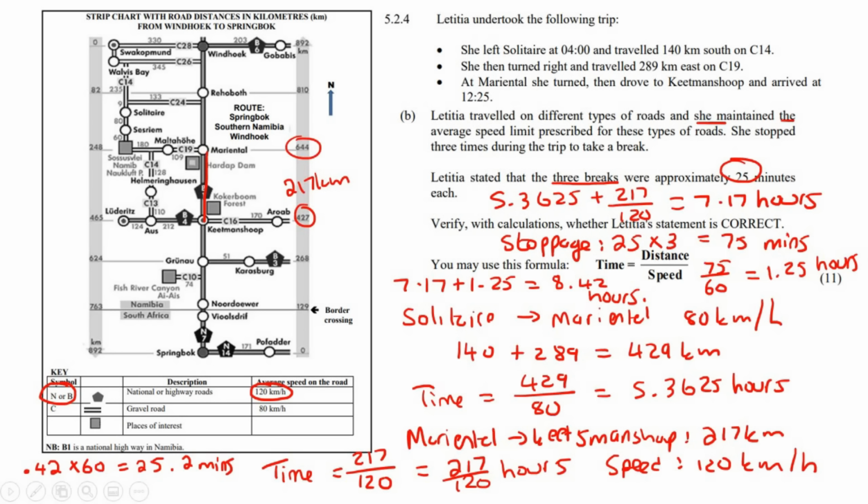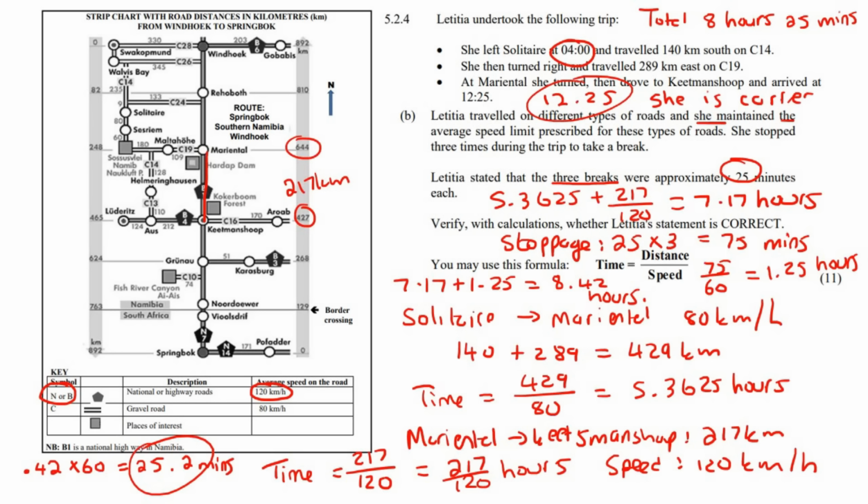So, she then traveled for 8 hours. So the total time is 8 hours and 25 minutes. So if she left at 4 o'clock in the morning, then she would arrive, if you add 8 hours and 25 minutes to that, you would arrive at exactly 12:25. So this lady, she is correct. She is correct.